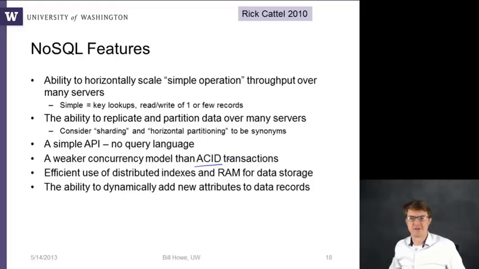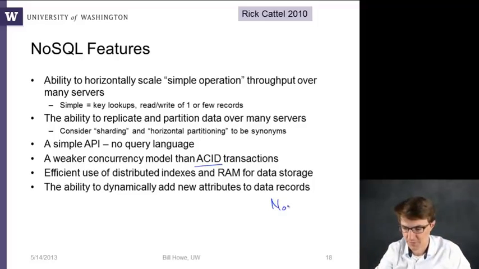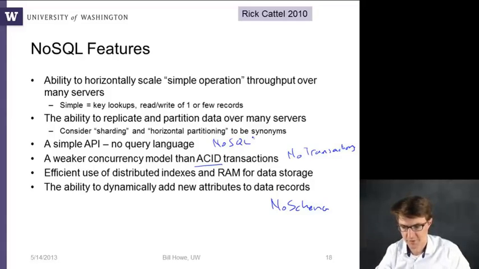And then some efficient use of distributed indexes and RAM for data storage. So this is minimizing latency as their emphasis, as opposed to just throughput. And then typically they have this ability to add new attributes to data records in various ways, as we talked about on the previous slide. So the lack of schema is what you can think of here. All right, so this is no schema, no transactions, and we'll go into more detail there. No query language, no SQL, and high scale.